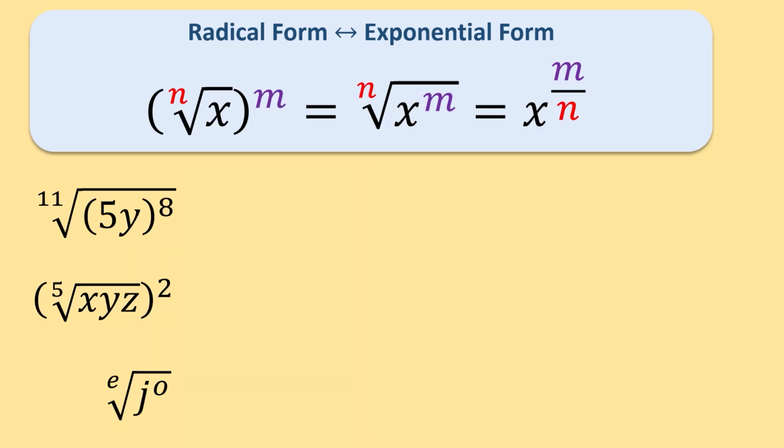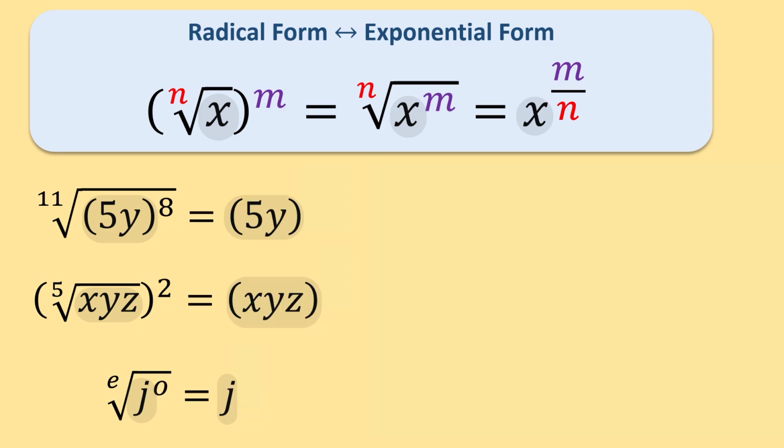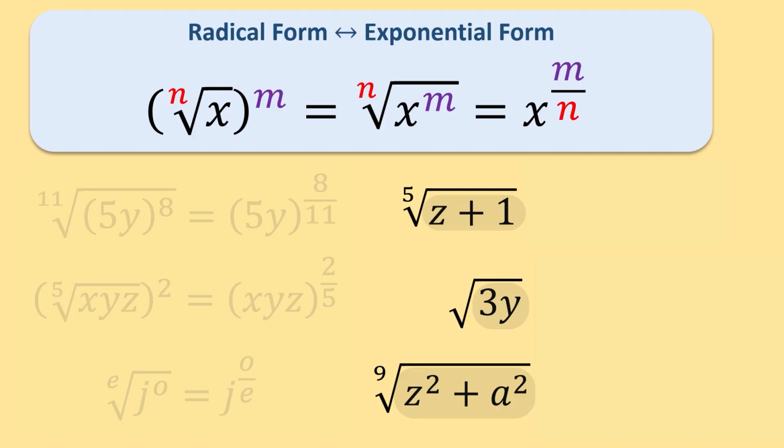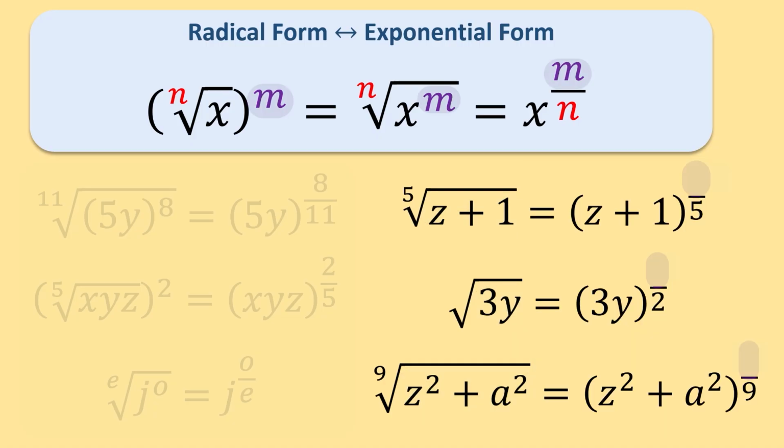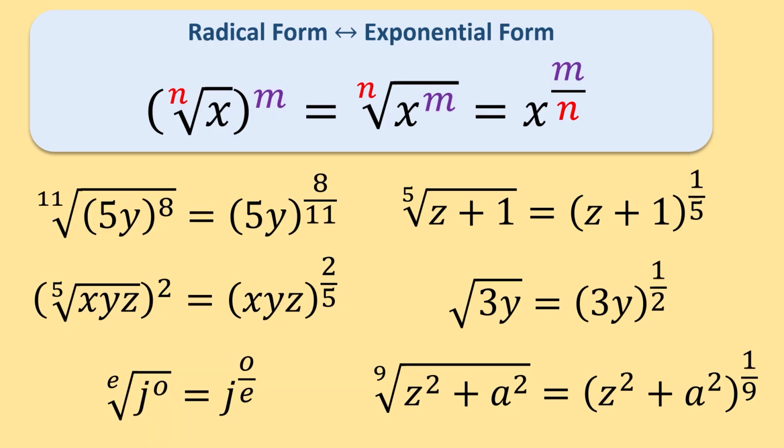When everything under the radical is grouped together and raised to a power, it can be rewritten as the group term as the base, raised to the power inside or outside the radical, divided by the index of the radical. If everything under the radical is not grouped together and raised to a power, the numerator of the exponential expression will be 1. For more help dealing with exponents and radicals, check out this playlist here.